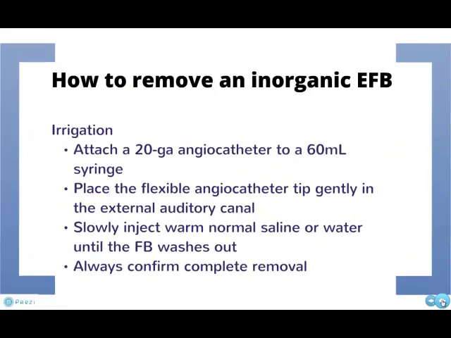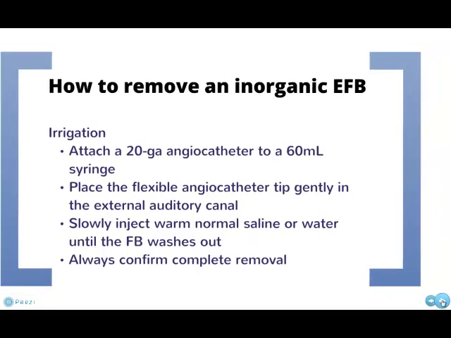To remove an inorganic ear foreign body, you want to attach a 20-gauge angiocatheter to a 60 milliliter syringe. You place the flexible angiocatheter tip gently in the external auditory canal. Slowly inject warm normal saline or water until the foreign body washes out, and always confirm complete removal.